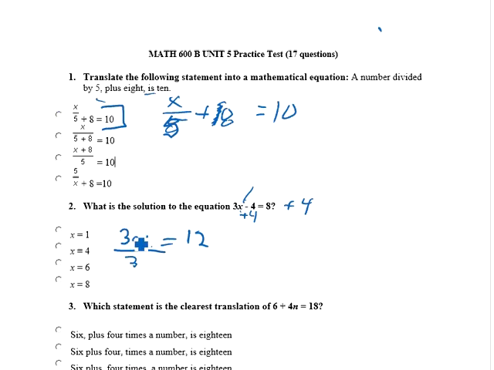Now I have 3 times x, so I'm going to divide, and my 3's will cancel. If I divide by 3 on that side, I have to divide by 3 on this side, and I get x equals 12 over 3, or 3 goes into 12 4 times. X equals 4. If I put 4 in that equation, 3 times 4 is 12, minus 4 equals 8, and it's true. Okay, on to number 3.